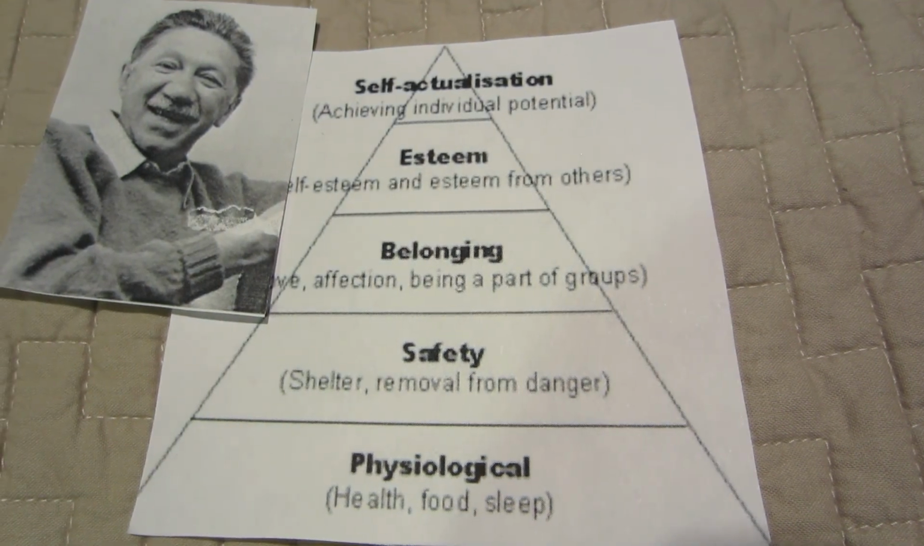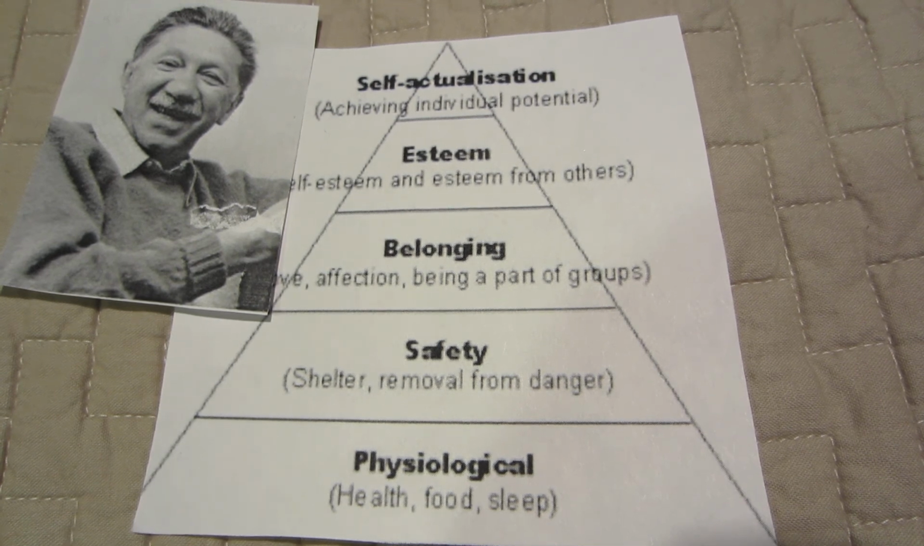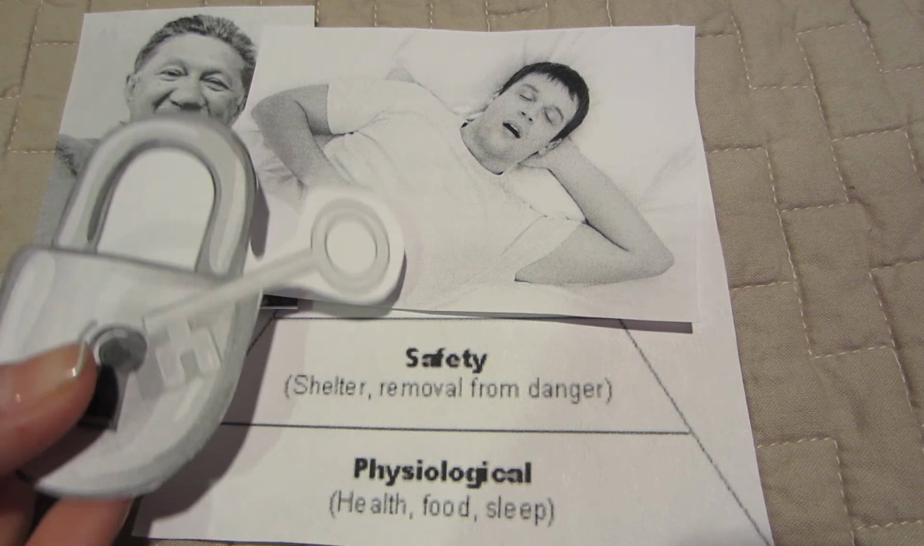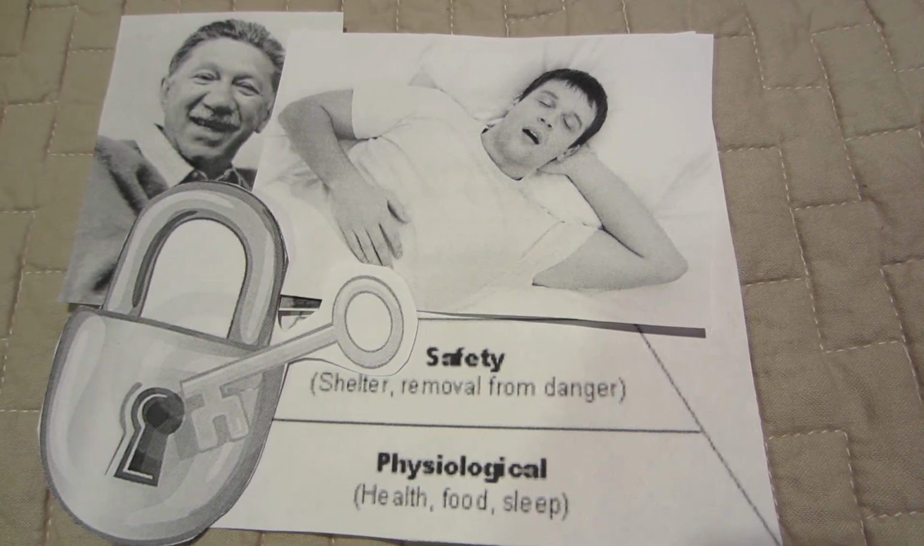The bottom of the pyramid is the most important, starting with physiological needs. An example of this would be sleep. Next is the need to feel safe. Maslow believes one needs to feel safe and secure. An example would be the lock and key.